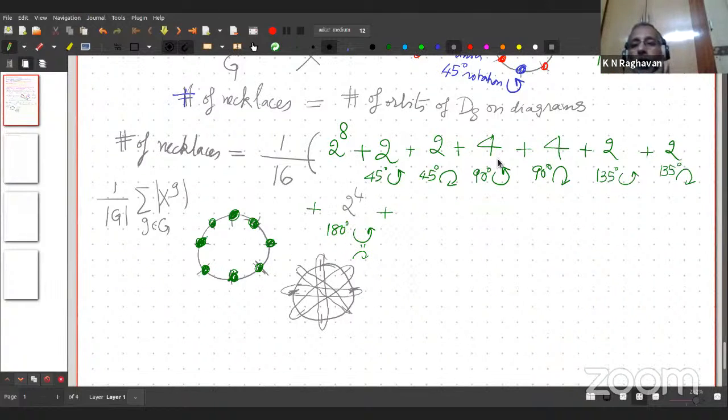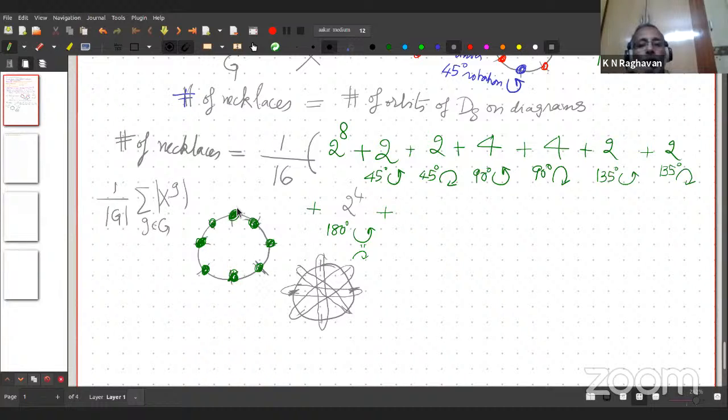Now, we are done with the rotations, right? So here, this is the identity. These are the 45 degrees clockwise, anti-clockwise, 90 degrees clockwise, anti-clockwise, 135 degrees clockwise, anti-clockwise, and 180 degrees, whether it's clockwise or anti-clockwise, is the same thing. That's 1, 2, 3, 4, 5, 6, 7, 8. That's 8 rotations. Let's do the reflections.